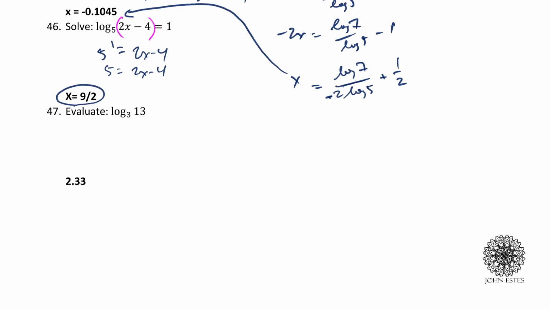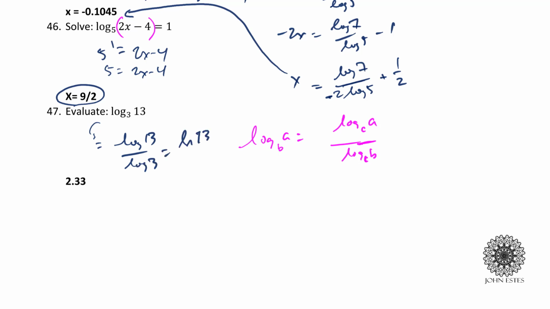Alright, the last one is asking me to evaluate log base 3 of 13, and this is simply seeing if I know the change of base formula. And I do know the change of base formula, don't you? It's log base b of a is log base c of a over log base c of b. Now in particular, that c could be anything we want. So why don't we use what's common in our calculators? This value is equal to log 13 over log 3, or if you want, ln 13 over ln 3. They're the same thing. You plug those into your calculator, and you should get 2.33.